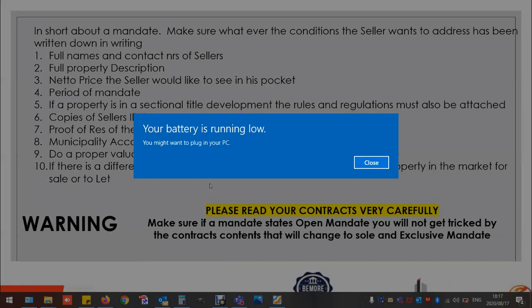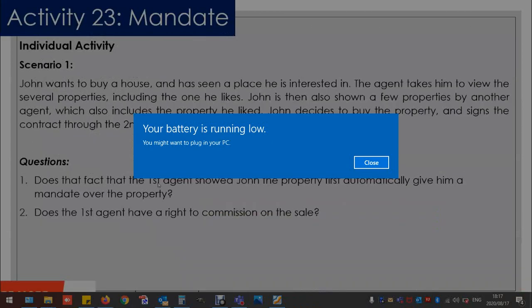Any questions? Okay. Looks like we're good. Yes, activity 23 is also still mandate. This is an individual activity.